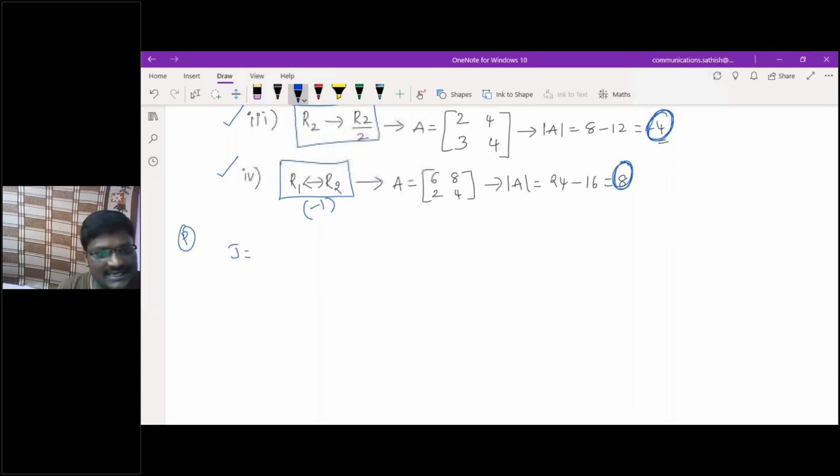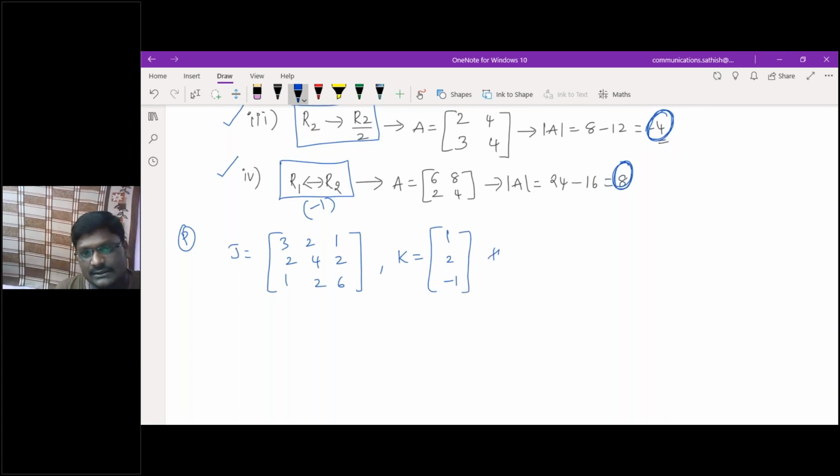J is equal to the given matrix 3, 2, 1, 2, 4, 2, 1, 2, 6, and K is equal to 1, 2, minus 1. Then they asked K transpose J into K. This is the question they asked. I'm just giving a solution for that.